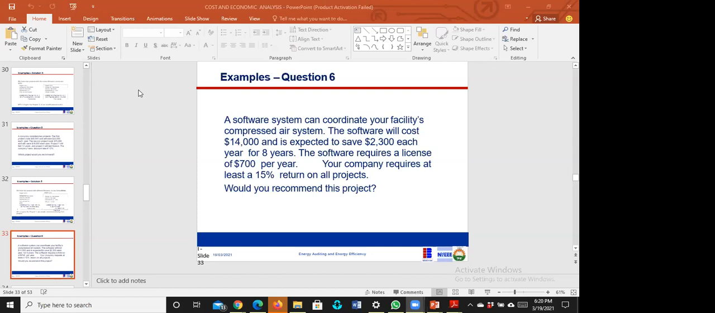Correct. He said your company requires this. He said, will you recommend the project? What will you get? So if you get a positive value for your NPV, you recommend. Or if you get negative, then you don't need to recommend that project. Please, do we have a contrary opinion? Any contrary opinion?